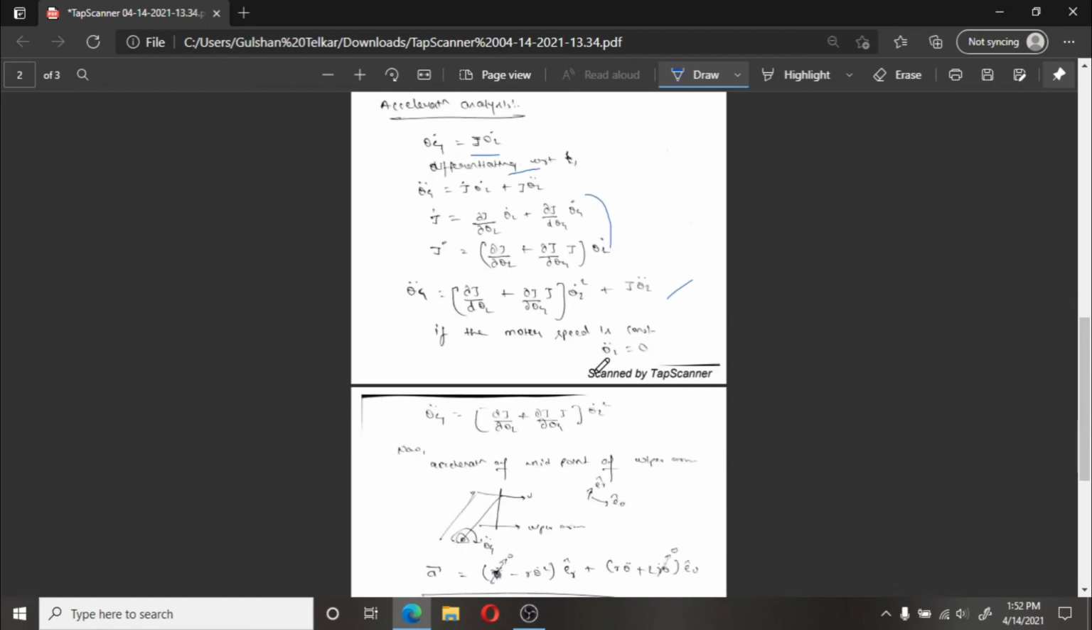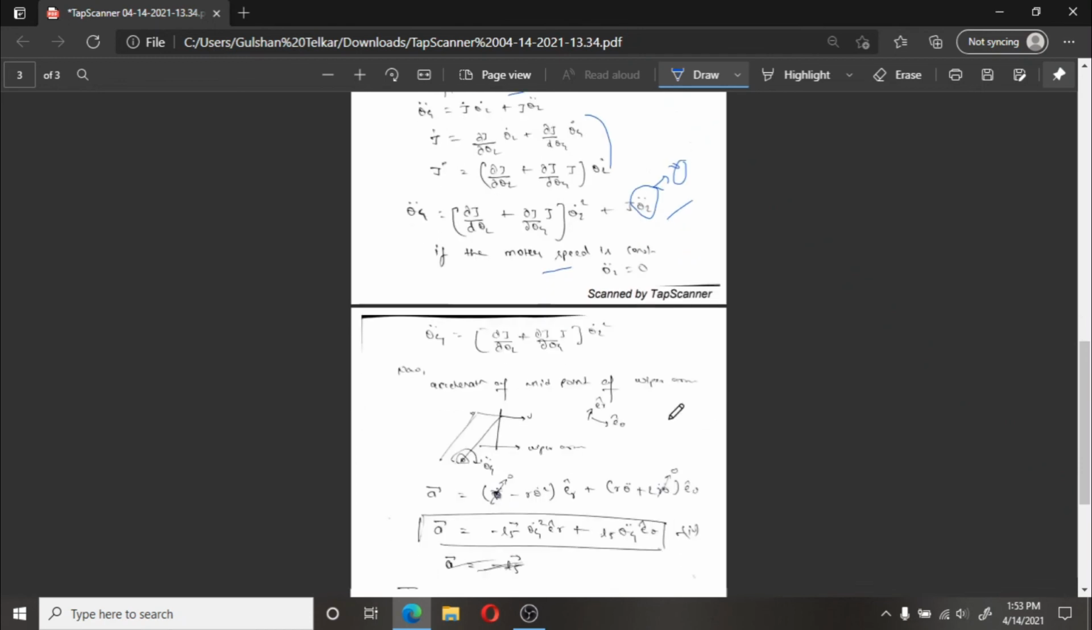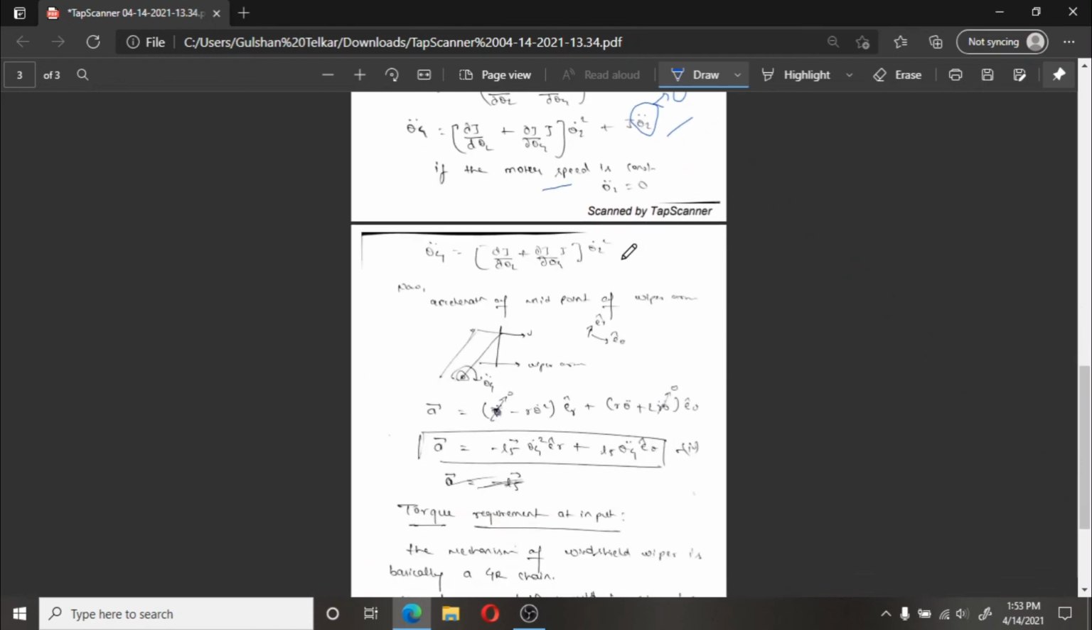But the question has given us that the motor speed is constant. It means this angular acceleration of the crank becomes 0. Now the final expression would be like this for the angular acceleration of rocker. We have the angular acceleration of rocker.